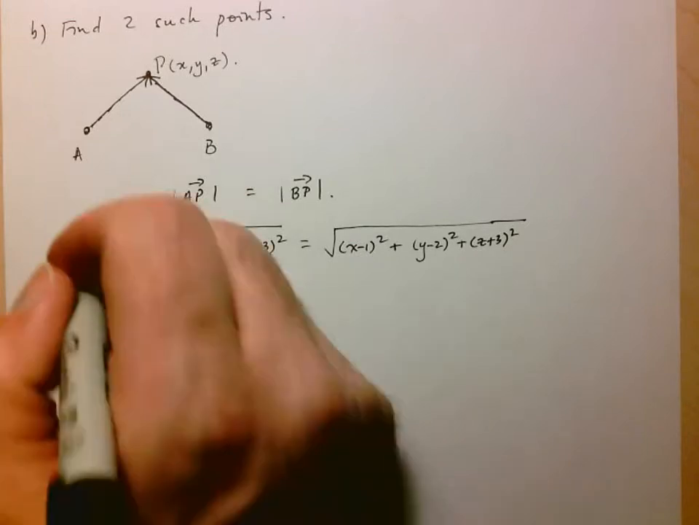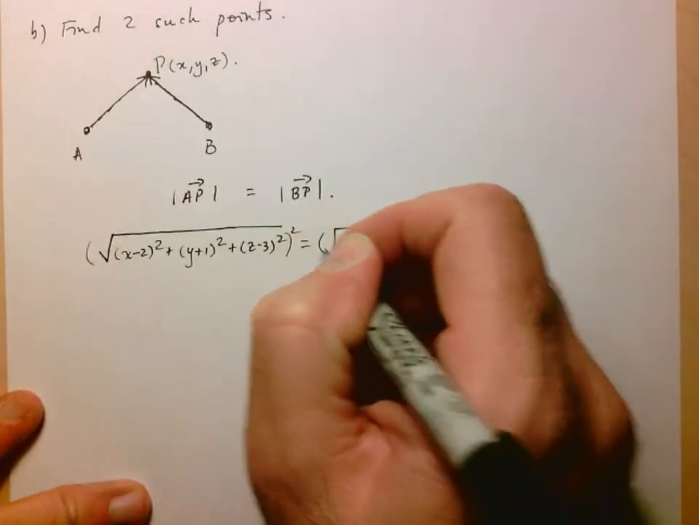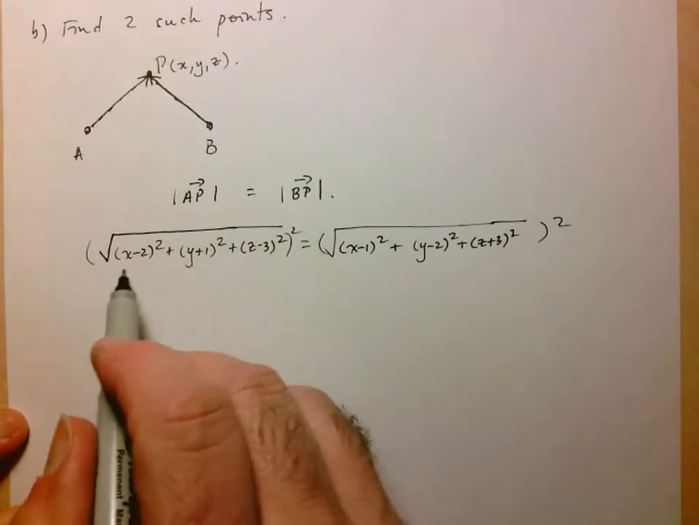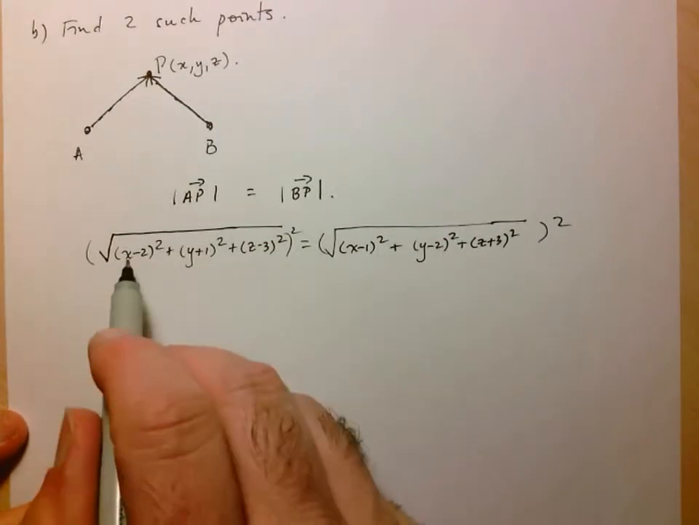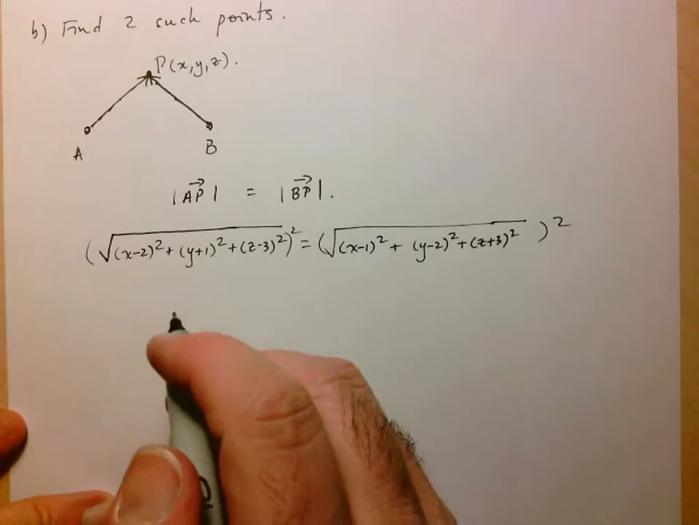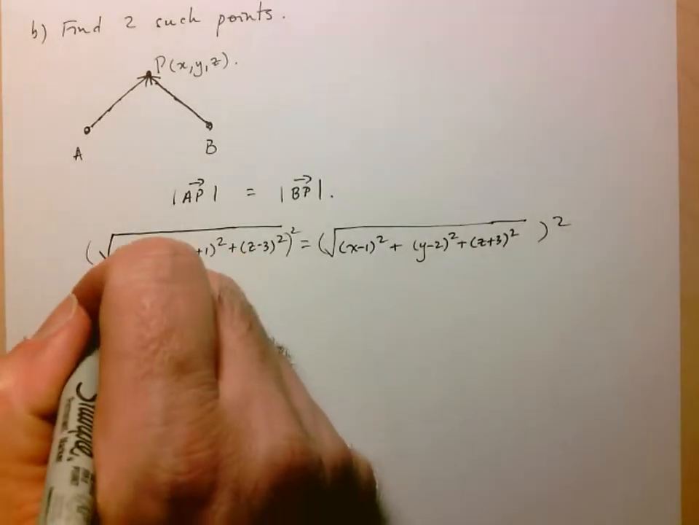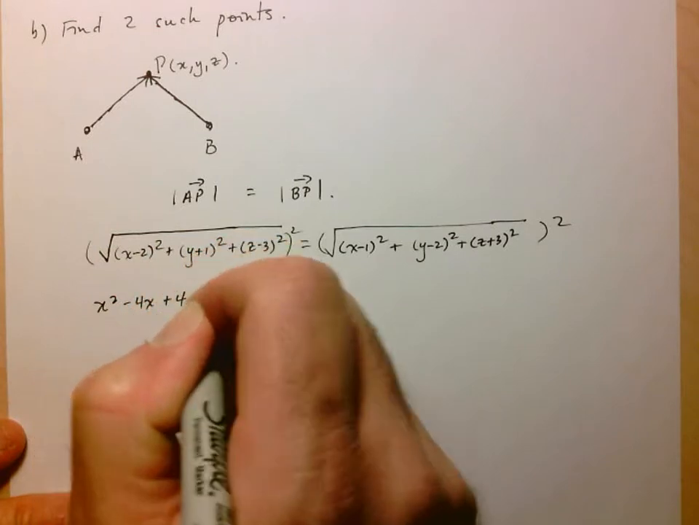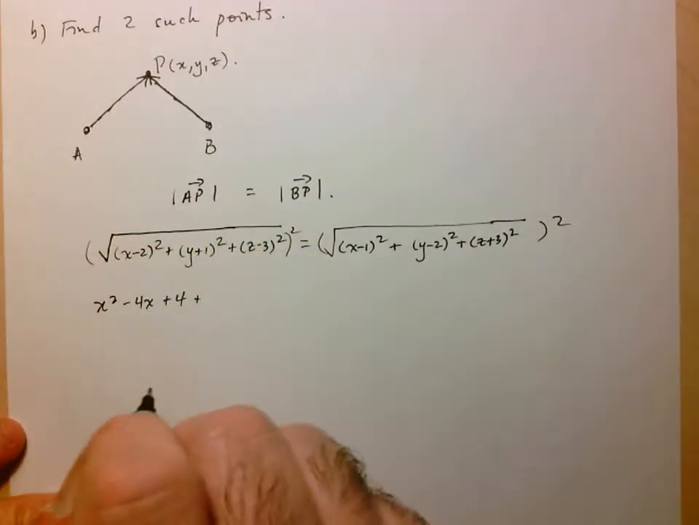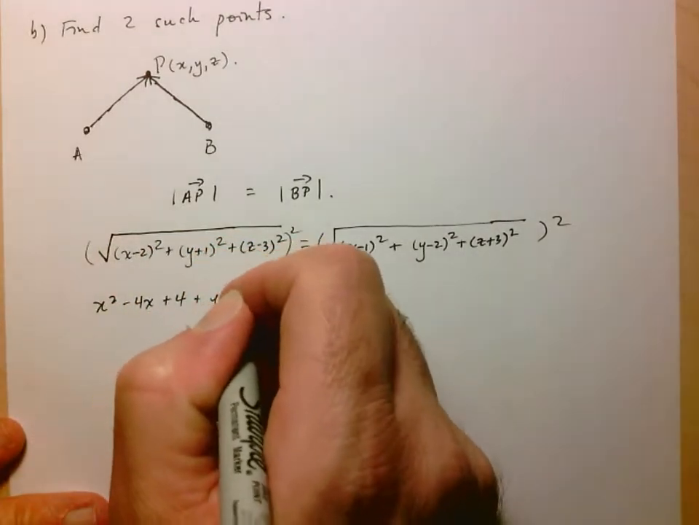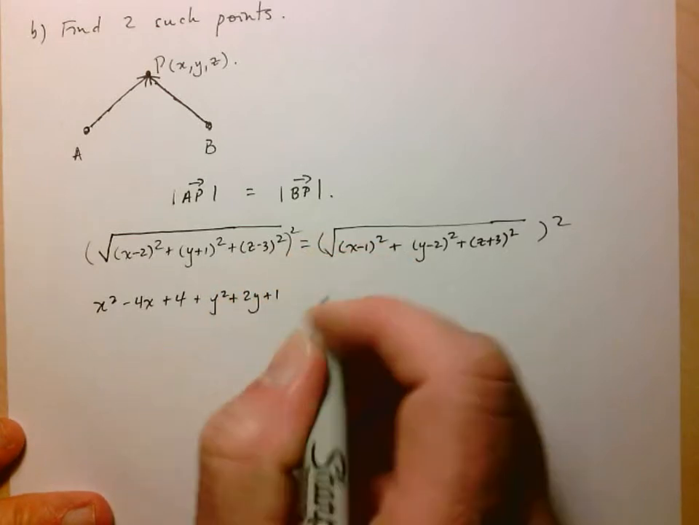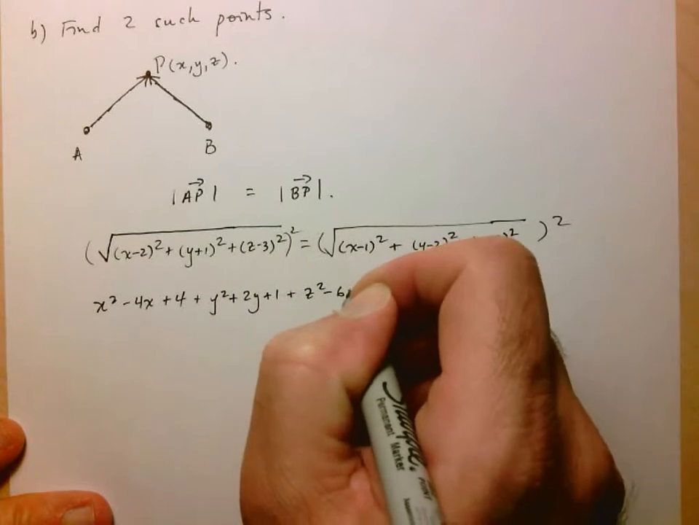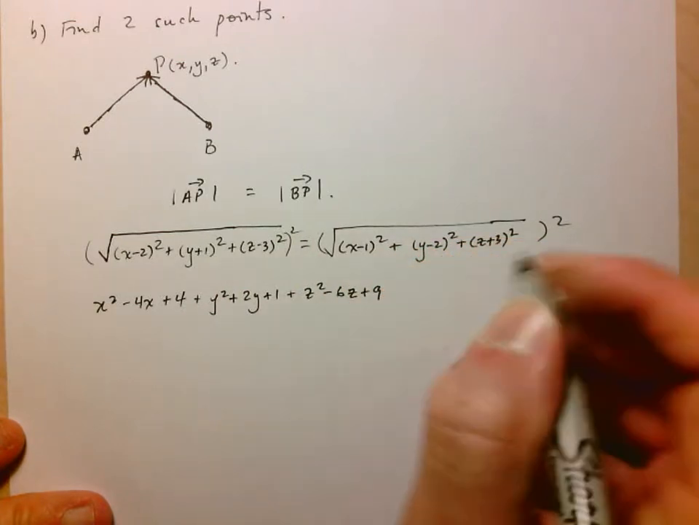I've got a square root on both sides, so we'll square both sides to get rid of the square roots, and while I'm at it, let me expand these binomials. So x minus 2 squared is going to be x squared minus 4x plus 4, plus this binomial squared is going to be y squared plus 2y plus 1, plus that binomial squared, z squared minus 6z plus 9.